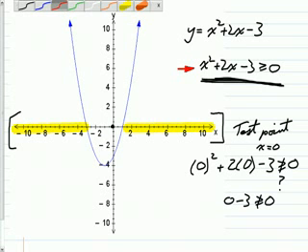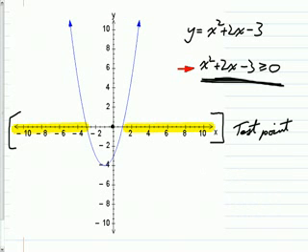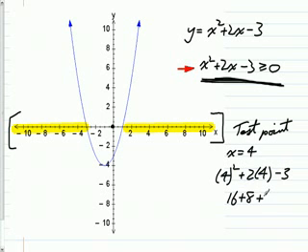Now, just as a point of interest, let's pick a new test point, one that we've highlighted. I'm going to pick the test point x equals 4. So we have 4 squared plus 2 times 4 minus 3, which is 16 plus 8 minus 3. That gives me 21, and it is definitely greater than or equal to 0. So we know that all of these points that have been highlighted are part of the quadratic inequality listed right here.